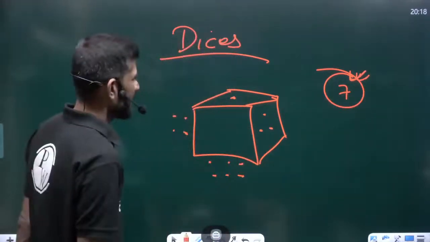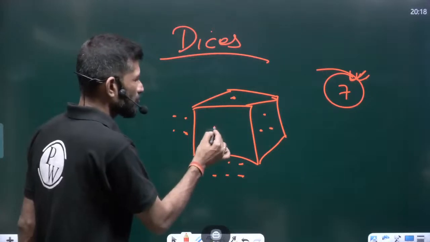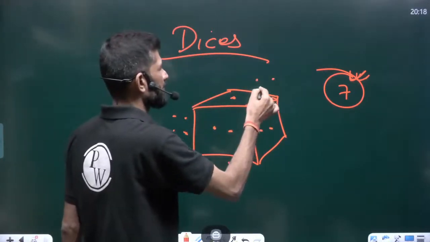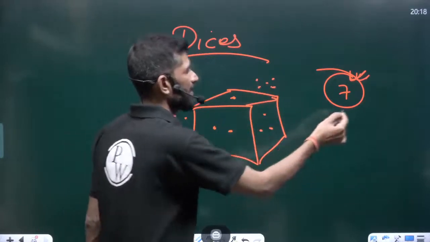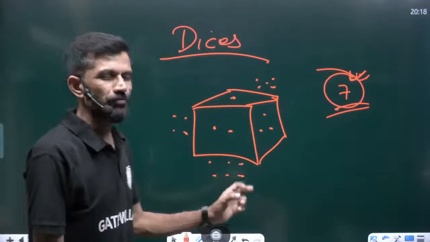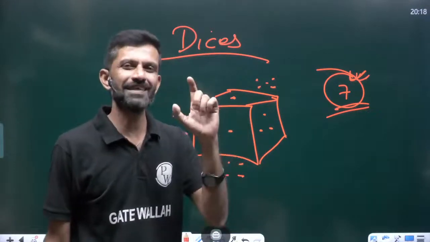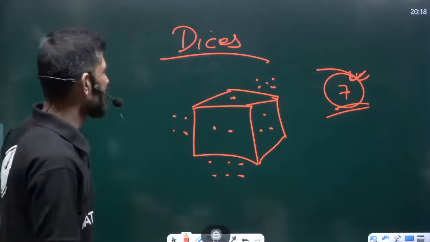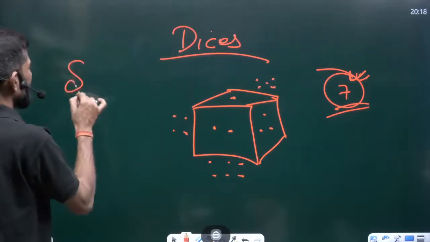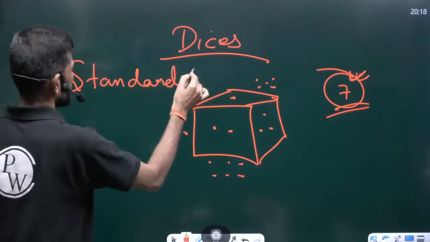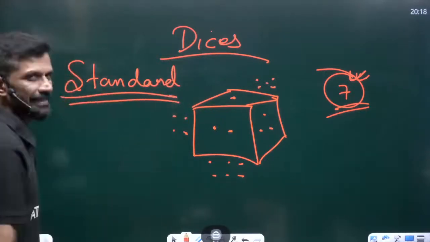If the front is 2, then the back will definitely be 5, because 2 plus 5 is 7. So for the dice we are discussing, the sum of opposite numbers is always 7. And that dice we call the standard dice. This is actually the standard dice.